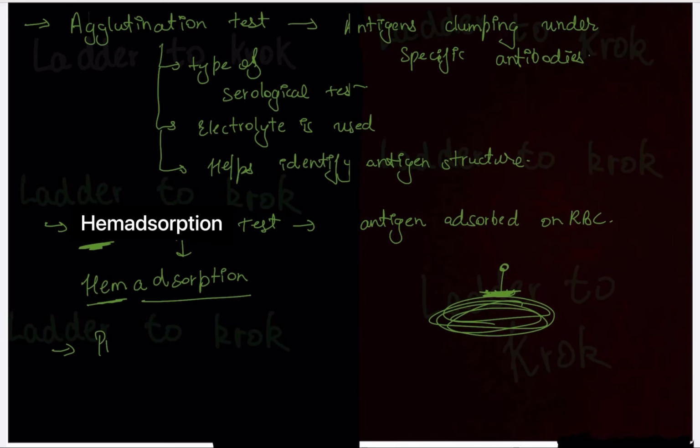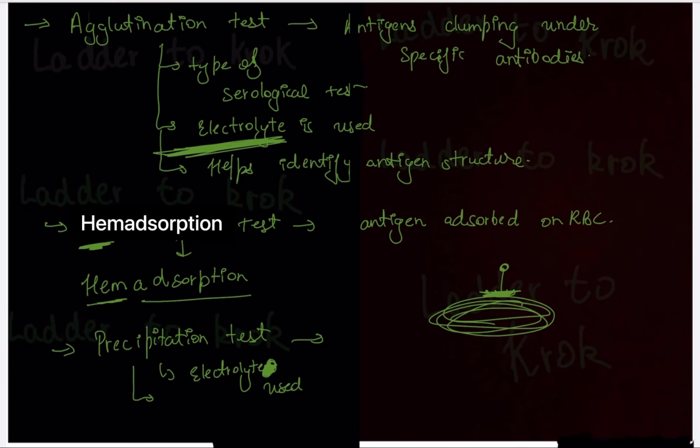Now the third one is our precipitation test. Okay, in this, first of all, I want to tell you, there is also electrolyte used, and it is usually used to identify whether blood is of human. Like suppose someone gives you blood and asks you to identify whether this blood is of an animal or of a human. So this is used to find out whether blood is of human or not.